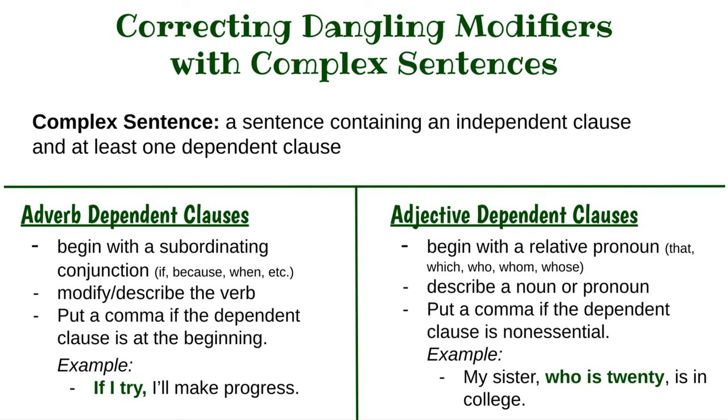So when you notice a dangling or misplaced modifier, figure out, well, what would be an easy way to fix this? Would an adverb dependent clause be better or would an adjective dependent clause be better? And then rewrite that sentence to fix those dangling and misplaced modifiers.